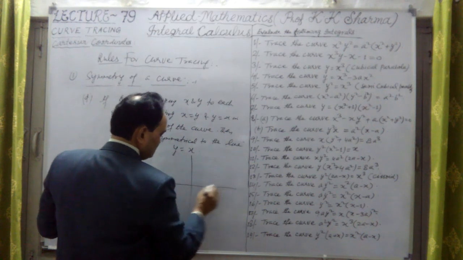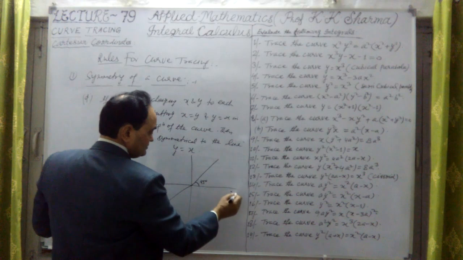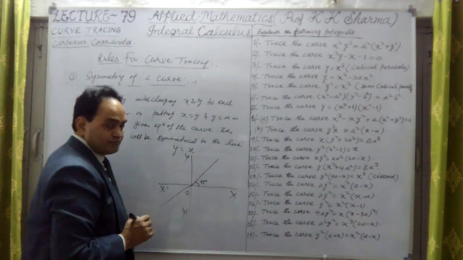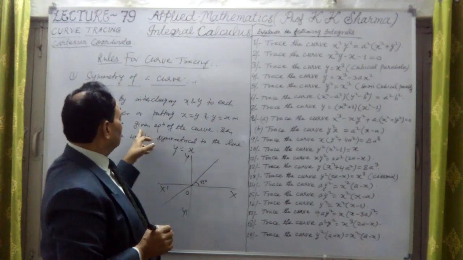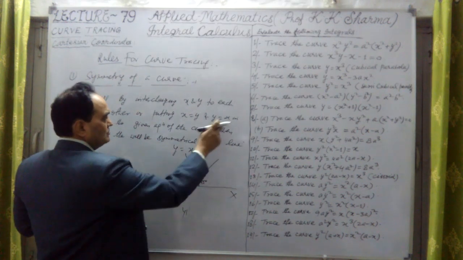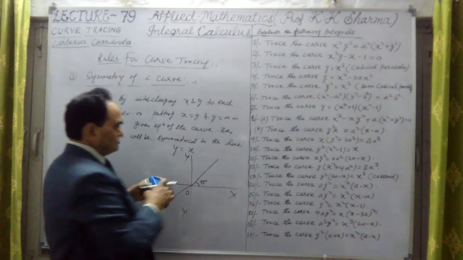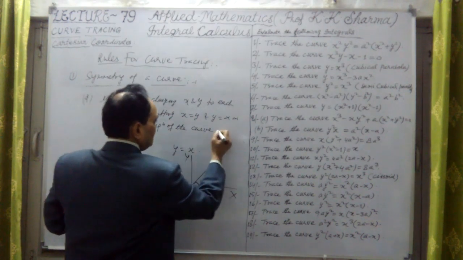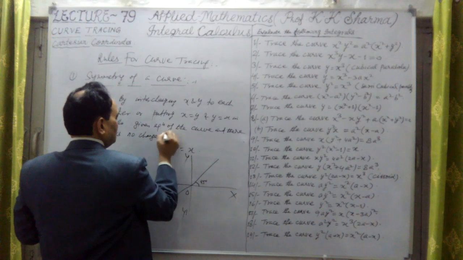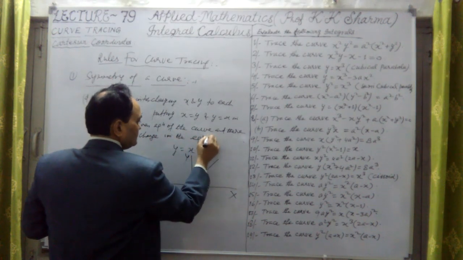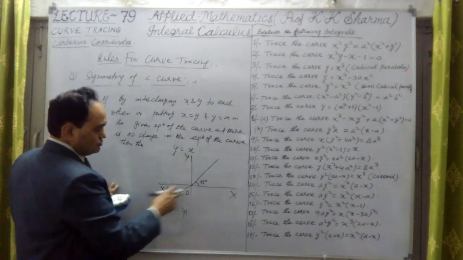If I draw this line, this is the line here, which is lying at a 45 degree angle with the axis of x. So origin, y dash, and this is x dash. This is y equal to x. If we replace x by y and y by x, and there is no change in the equation of the curve, then the curve will be symmetric to the line y equal to x.